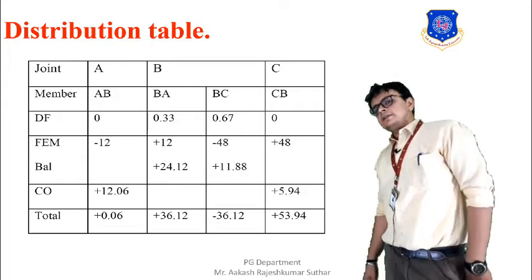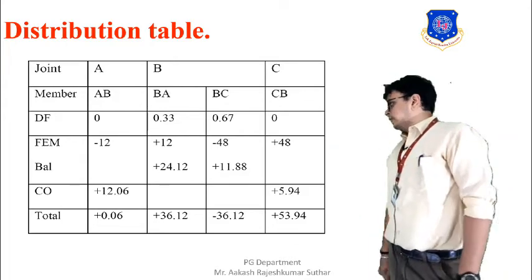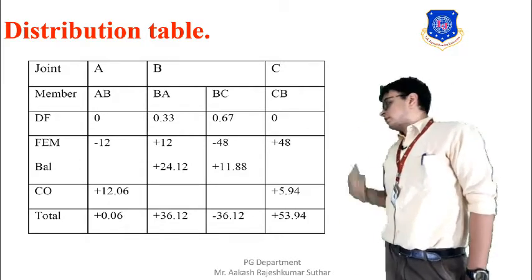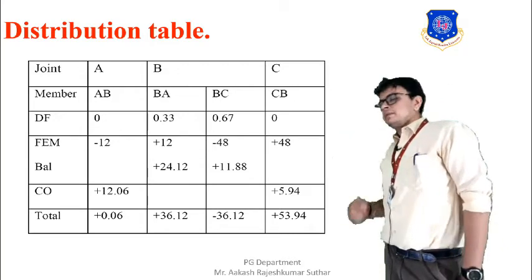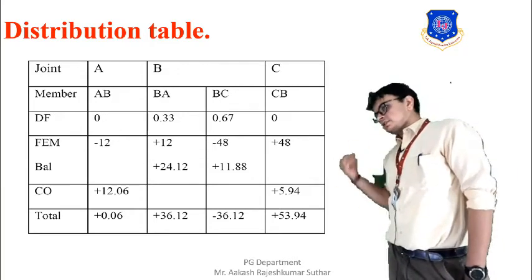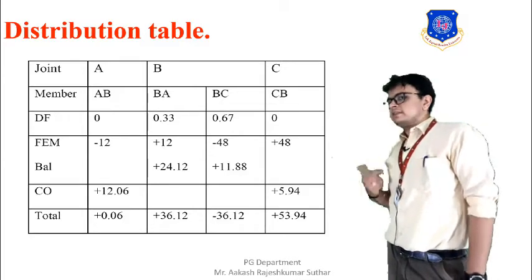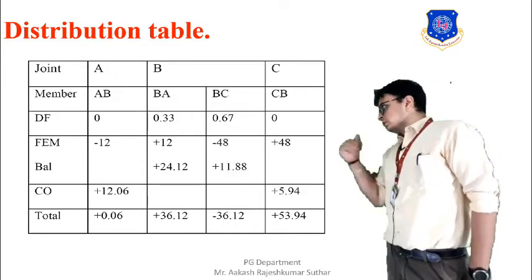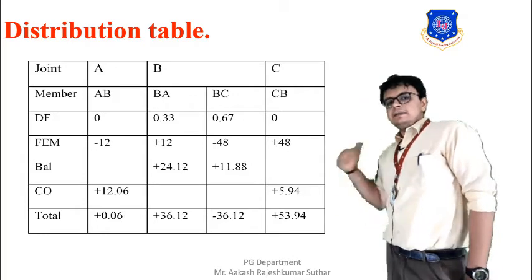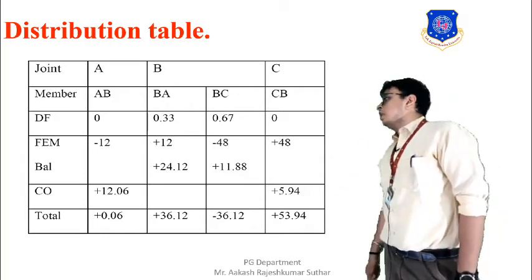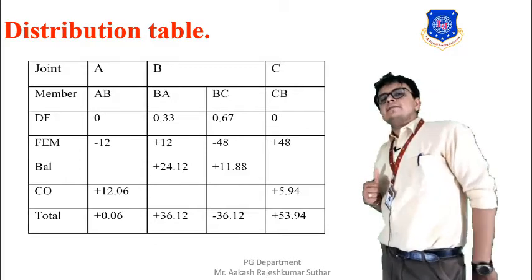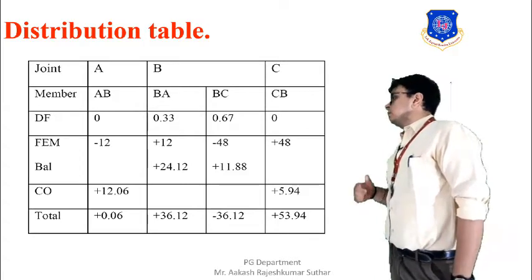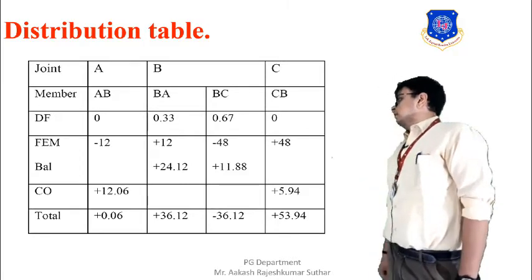After that, you have to place all the values of the fixed end moments. The fixed end moments we have calculated previously for the AB member, BA member, BC member and CB member also. So all 4 members' fixed end moments we have already calculated. It's now time to keep those values. Seeing over here, the AB member has the fixed end moment value of minus 12 kilonewton meter. Then the BA member will have the positive value, and it will be 12 kilonewton meter.